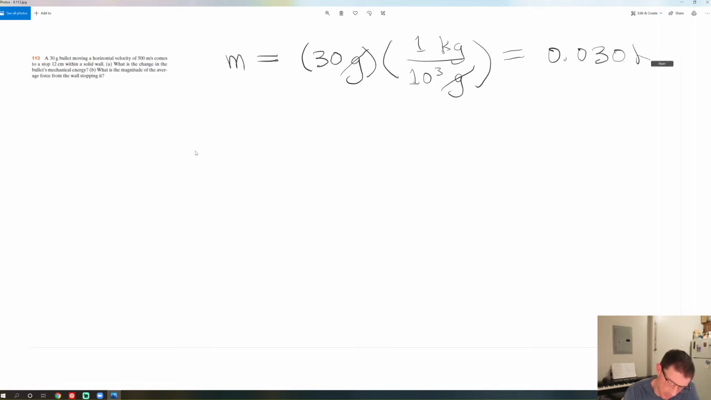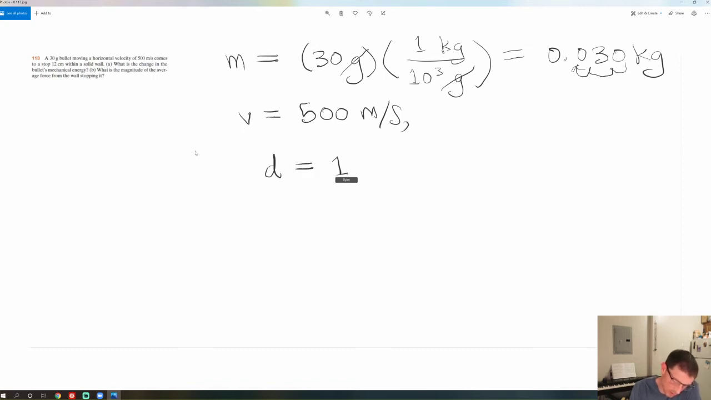So this should be 0.03 kilograms. So move the decimal place 1, 2, 3 to the left, right? Okay. Cool. And then we have a velocity that we don't need to change, right? The velocity is just given in what we need, which is meters per second. And then for the, I'll call this D, right? This is 12 centimeters, and we need to convert this again, and I'll do this one more time.